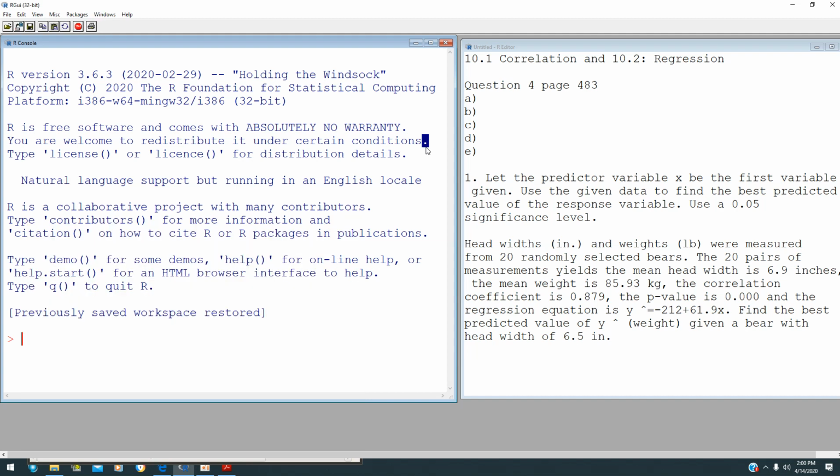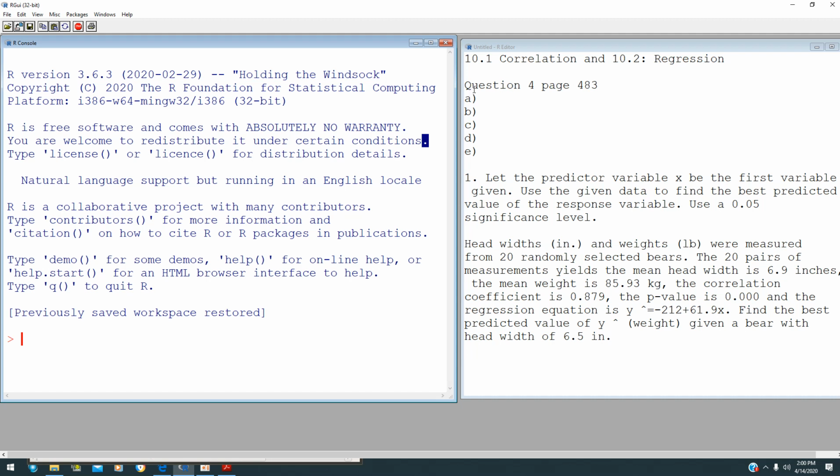This is for chapter 10 for statistics class. We will combine chapter 10, 10.1 and 10.2 in this section. But you do have to do two homeworks, one for 10.1 and one for 10.2. 10.1 is correlation, 10.2 is for regression.